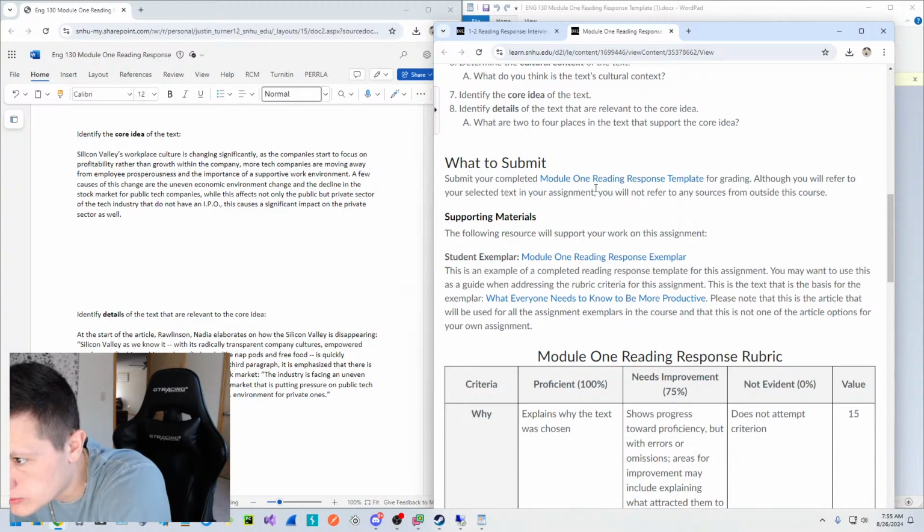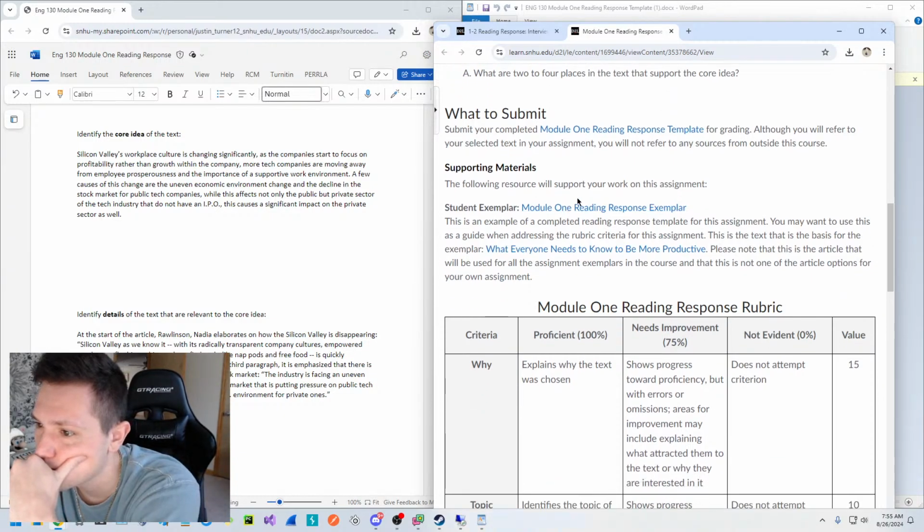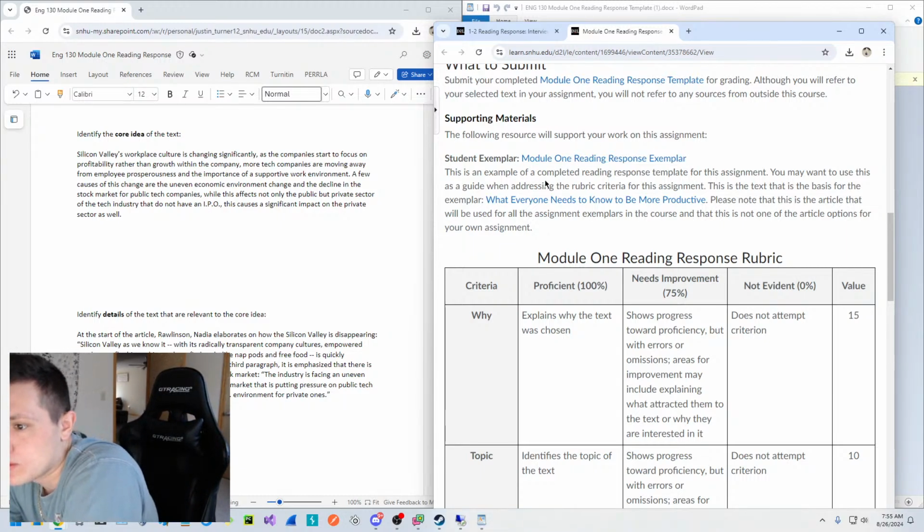Submit your completed Module 1 reading response template for grading, although you will refer to your selected text assignment. You will not refer to any sources from outside this course. Supporting materials. The following resources will support your work on this assignment. Module 1 reading response exemplar. Wait, everyone. What the fuck is this?